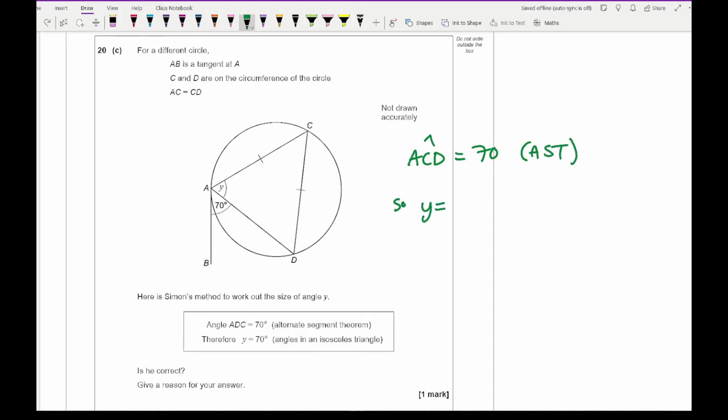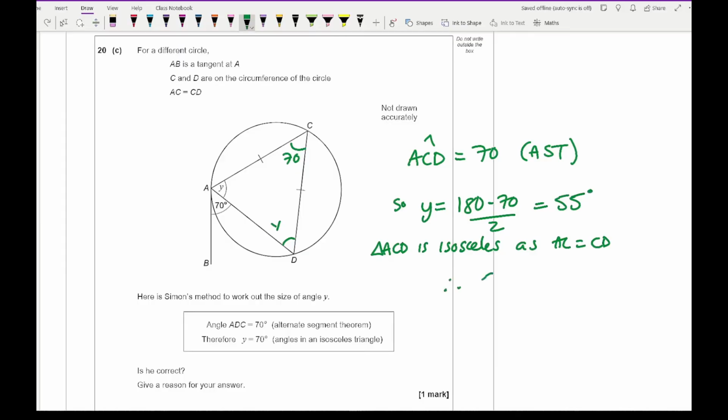So Y is going to be 180, because the alternate segment theorem therefore means that this is going to be 70 and this is also going to be Y, because ACD is an isosceles triangle. So triangle ACD is isosceles as AC equals CD. So Y equals 180 minus 70 divided by 2, and if we work that out, that gives us an answer of 55 degrees. So therefore Simon is incorrect.